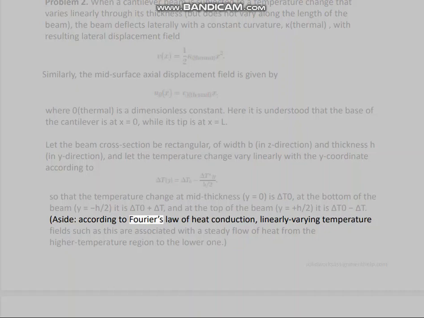Aside: according to Fourier's law of heat conduction, linearly varying temperature fields such as this are associated with a steady flow of heat from the higher temperature region to the lower one.